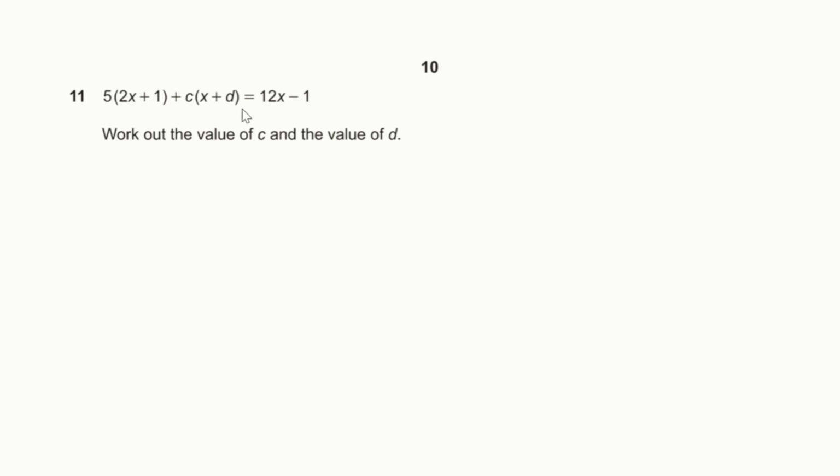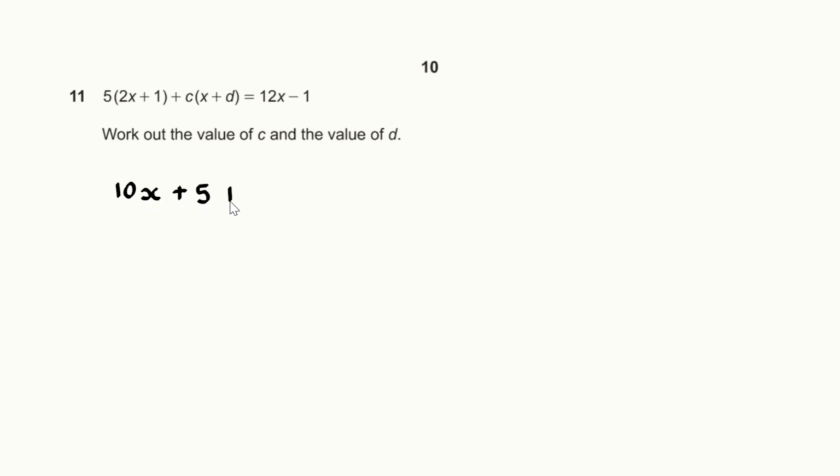Question number 11. 5 lots of 2x plus 1 plus c lots of x plus d is equal to 2x minus 1. We have to work out the value of c and the value of d. Well, let's expand the brackets. 5 times by 2x is 10x. 5 times by 1 is 5.